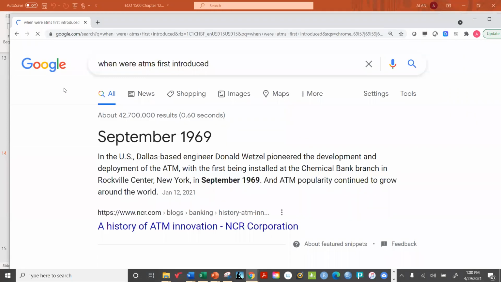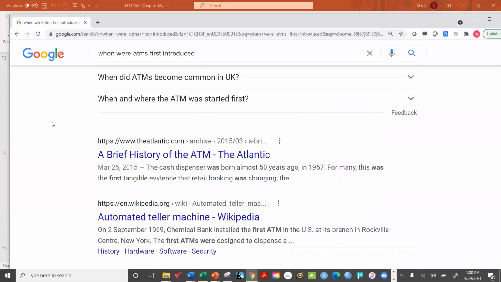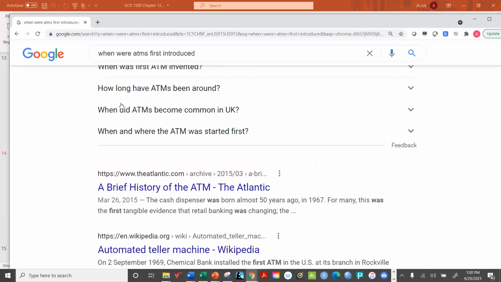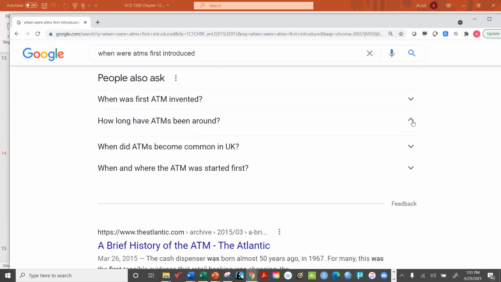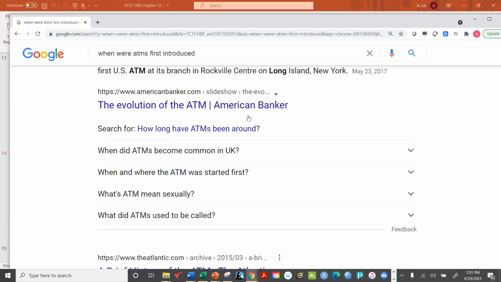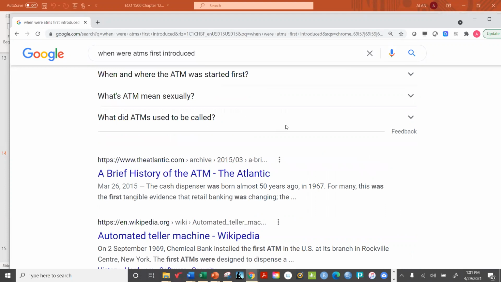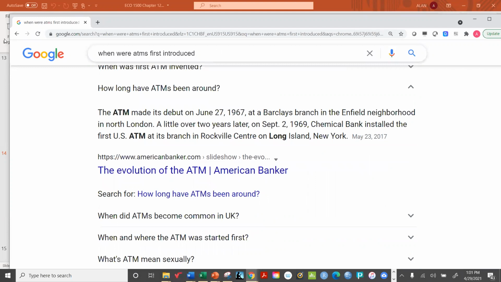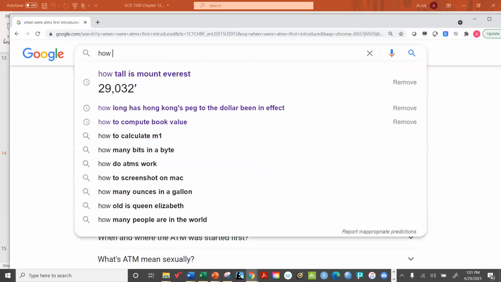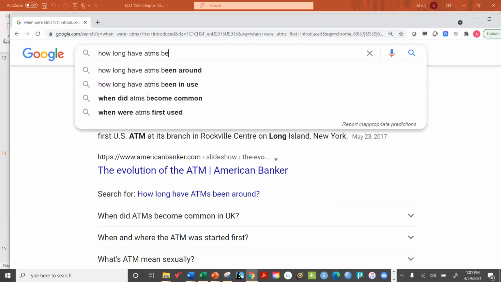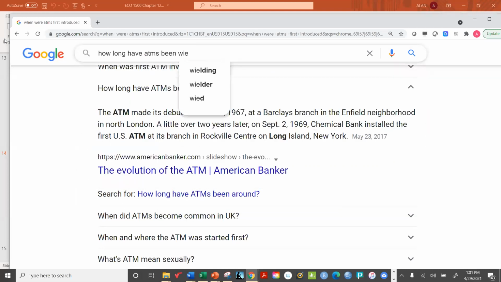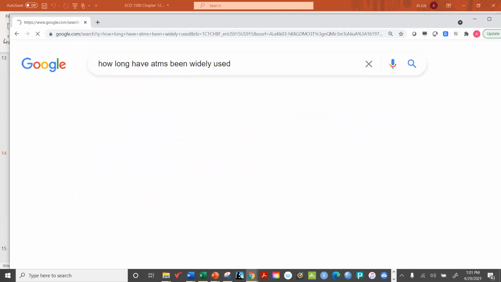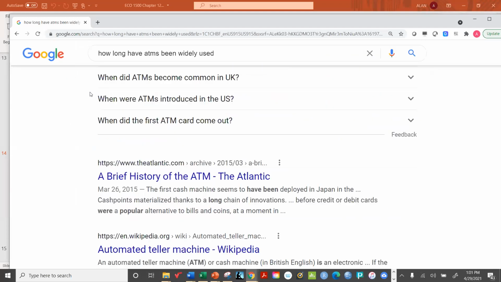Maybe there was one in all of Manhattan, but how long have they been in generally? In other words, how long has it been since you could count on there being one everywhere you go? I shouldn't have said when was it first introduced. When have they become widely used? Okay, let's do that. How long have ATMs been widely used? That's the key that I wanted. Not when they were invented, I guess.